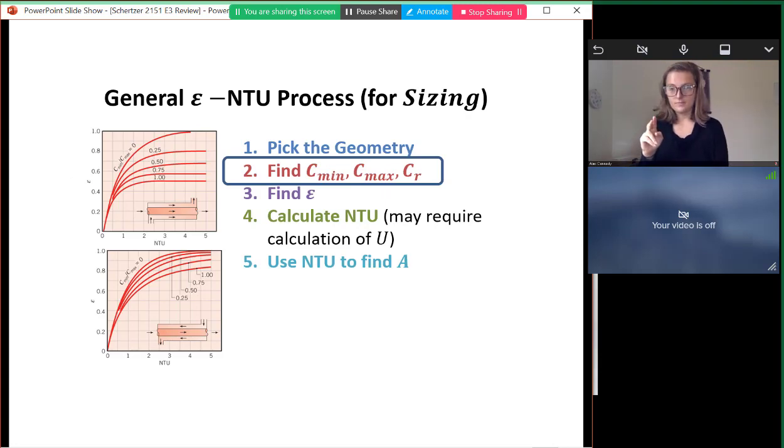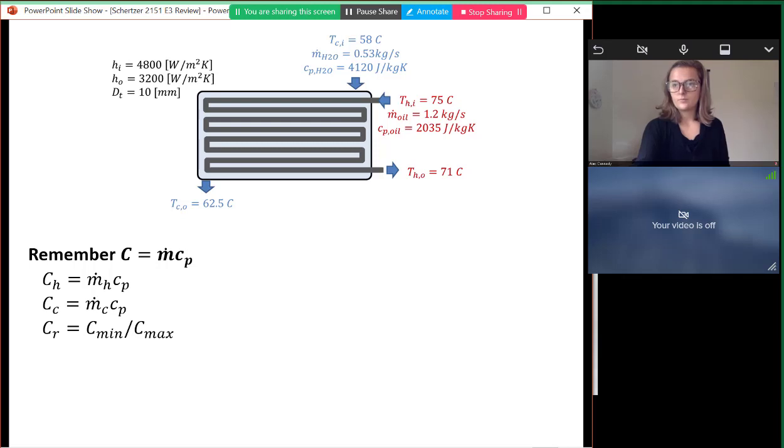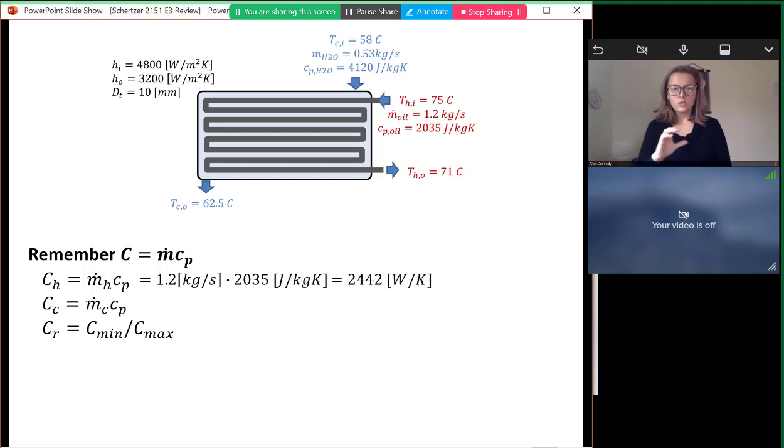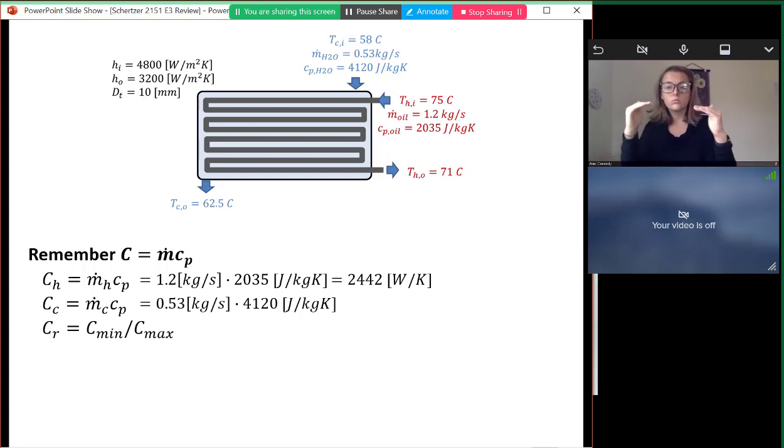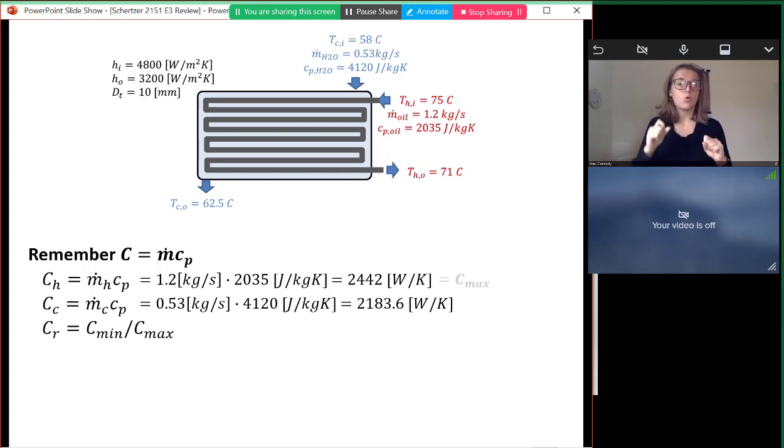So now I need to find C min, C max, and CR. Right? So the hot side, m dot Cp, I know that number. Right? So 2,442 watts per Kelvin. On the cold side, I also know m dot and Cp. So I know this is 2183.6 watts per Kelvin. So I can get the ratio.